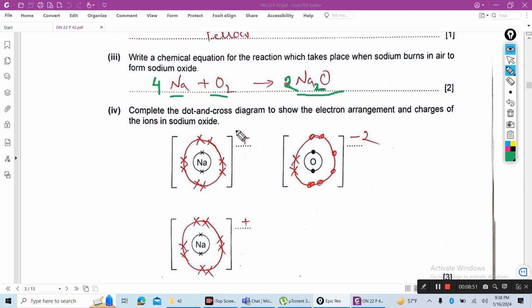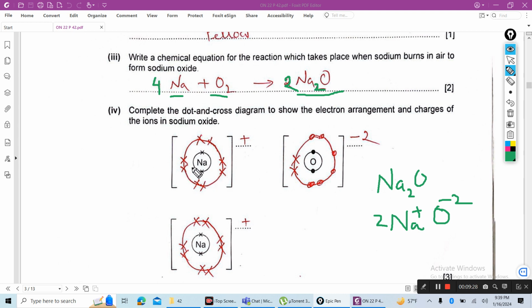Complete the dot and cross diagram to show the electronic arrangement and charges of the ions in sodium oxide. Dot and cross diagram. Sodium oxide is Na2O. It contains 2 sodium ions, 2 Na plus, and the oxide ion formula is O 2 minus.